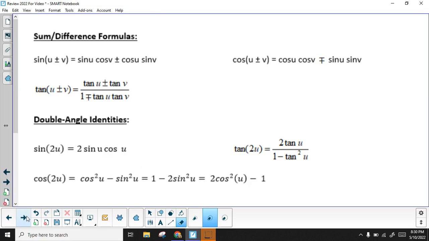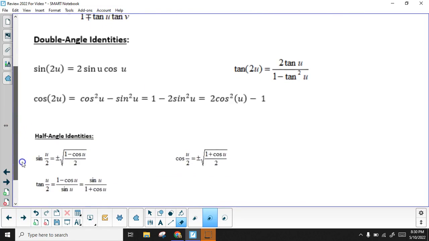Okay, first let's look at our formulas. You do not have to memorize these formulas. This will be an open notes test, and there is also a formula sheet available for you to use. You don't have to memorize them, but you do have to know how to use these formulas.